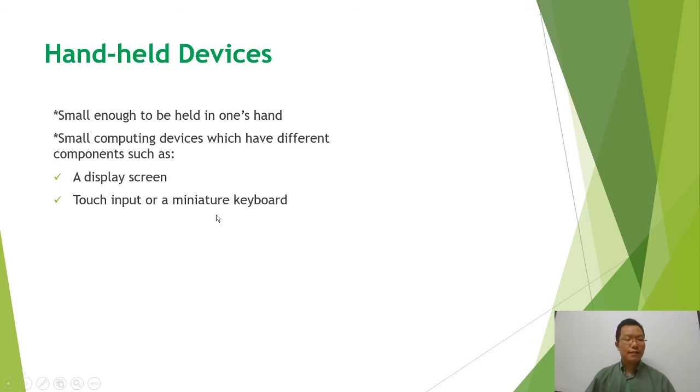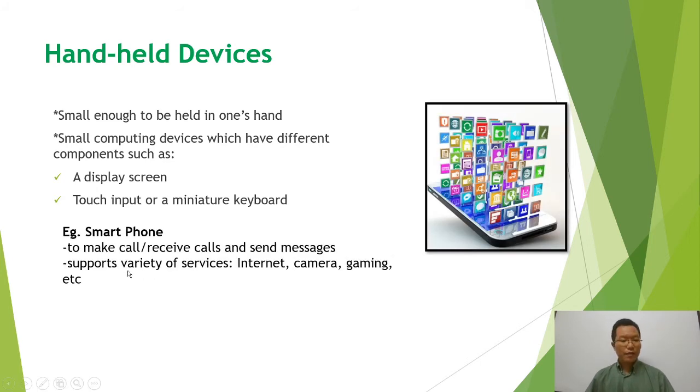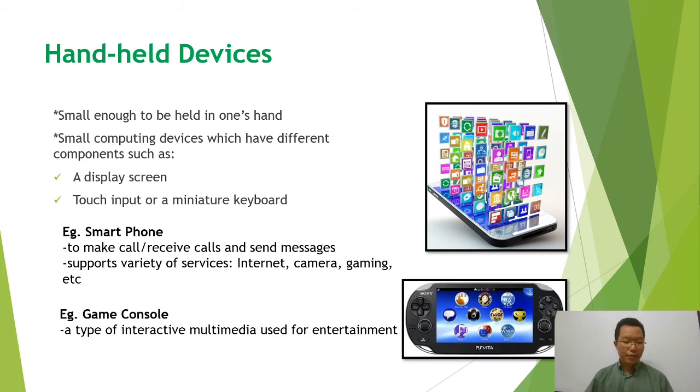Handheld devices. Handheld devices are small enough to be held in one hand. They are small computing devices which have different components such as a display screen, touch input, and a miniature keyboard, a small keyboard. An example is the smartphone. We use a smartphone to make and receive calls and send messages. It supports a variety of services such as internet, camera, gaming, taking videos. Game console is a type of interactive multimedia used mainly for entertainment.